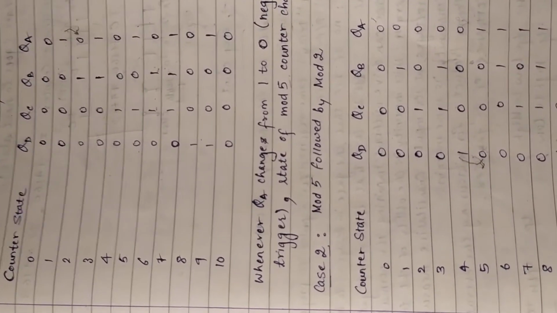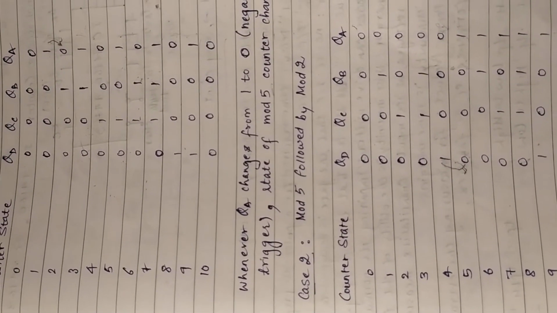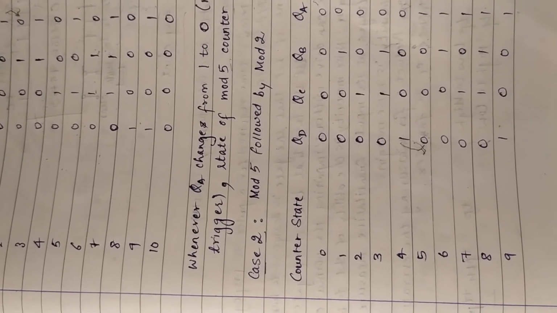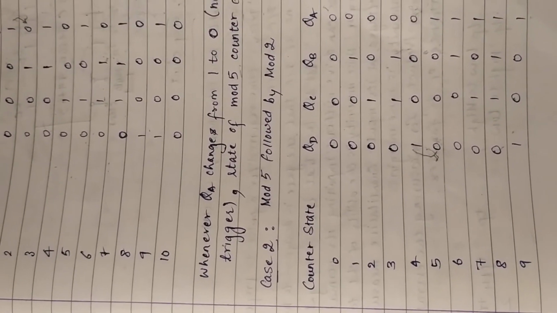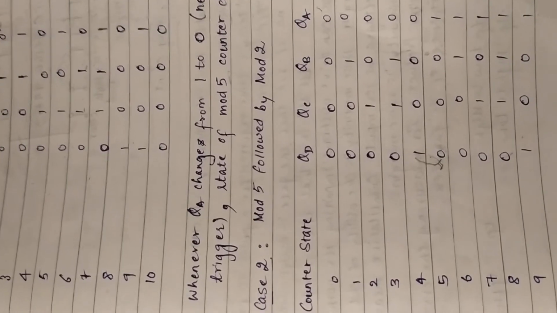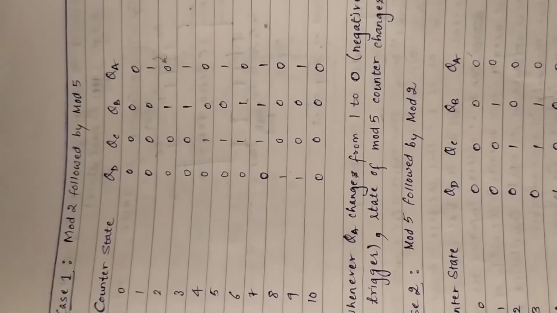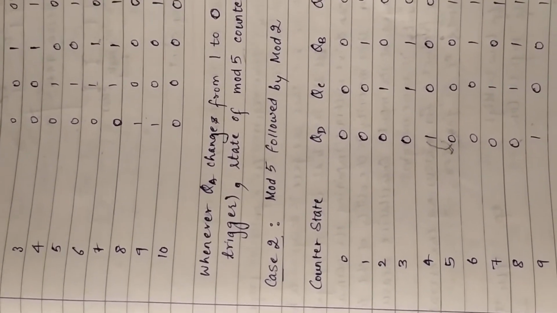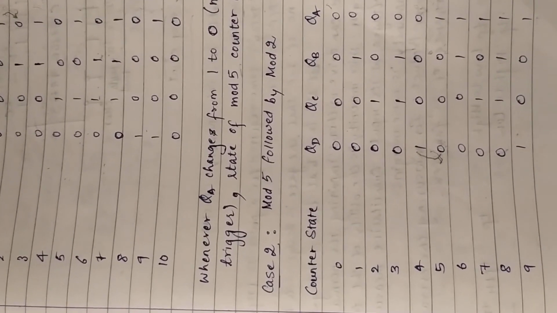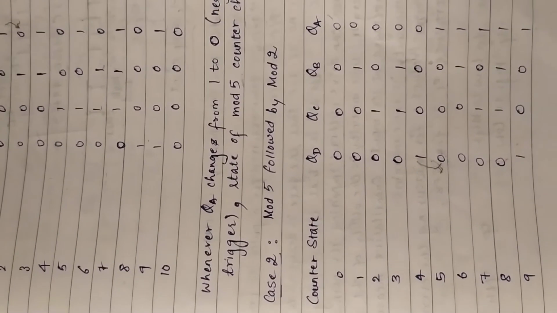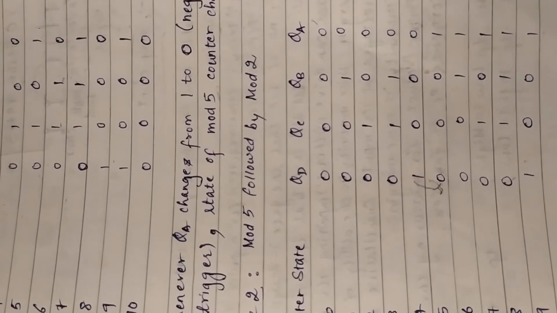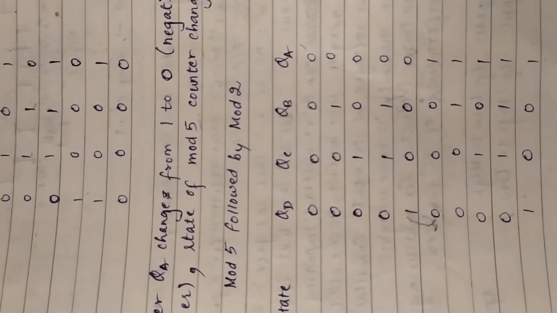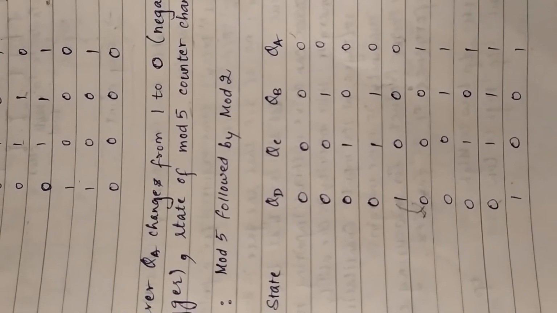In case 2, the reverse is happening. Mod 5 is first, followed by mod 2. So here at every clock, the mod 5 state, that is QD, QC, QB, will change continuously, whereas QA will remain in its previous state until QD changes. Like in the first case, QA was changing, then only the mod 5 state was changing. Here when QD changes from 1 to 0, only then will QA, that is the state of the mod 2 counter, change to its next state. And here only two options are there for mod 2, 0 and 1. So when QD changes from 1 to 0, QA will change from 0, which is the initial state, to 1. That is its next state and the only state possible.